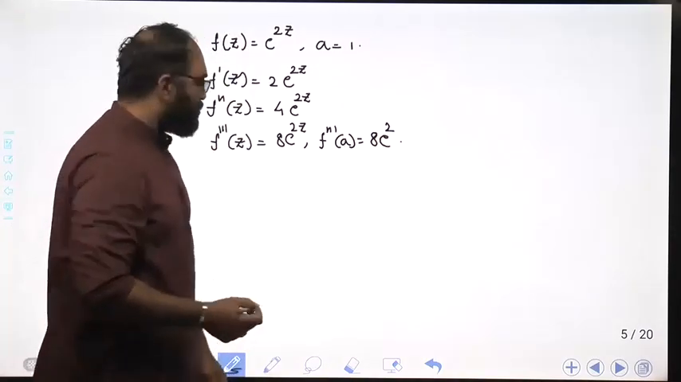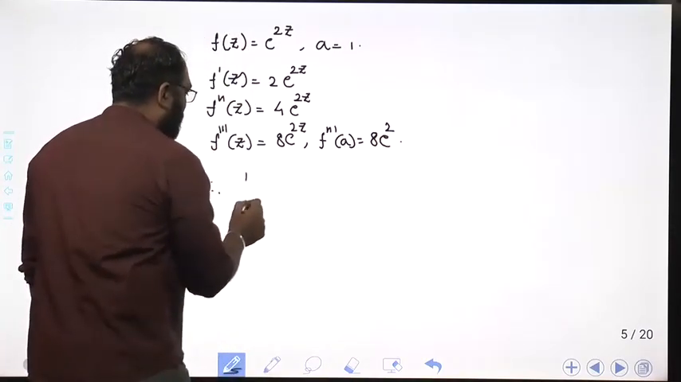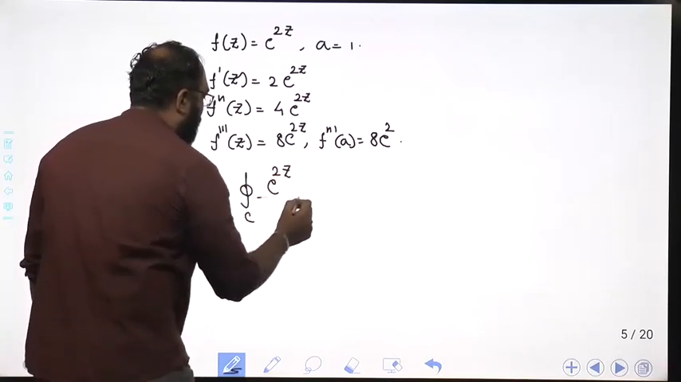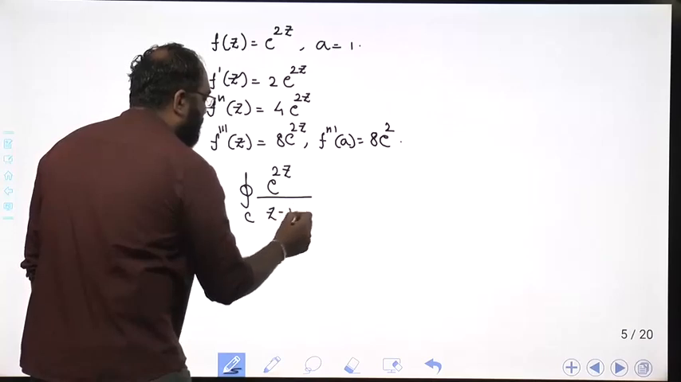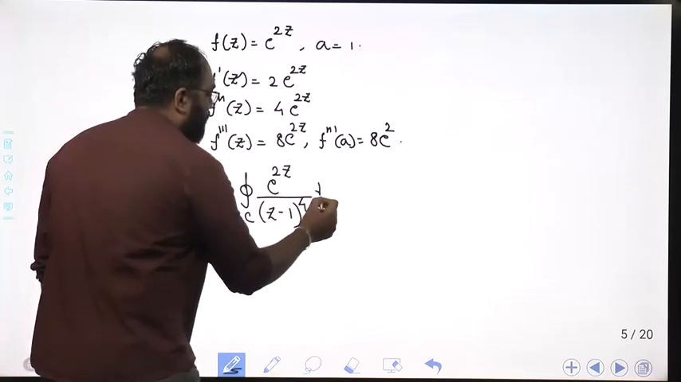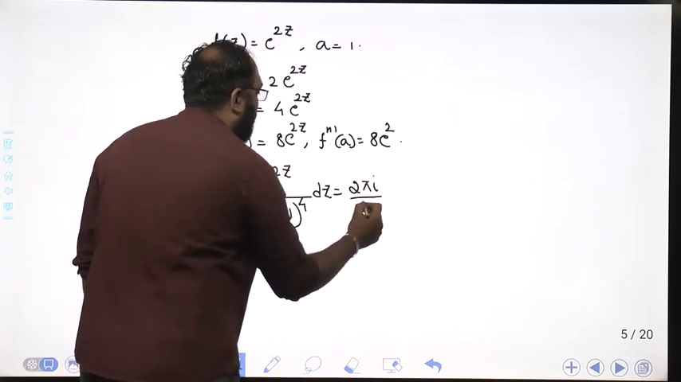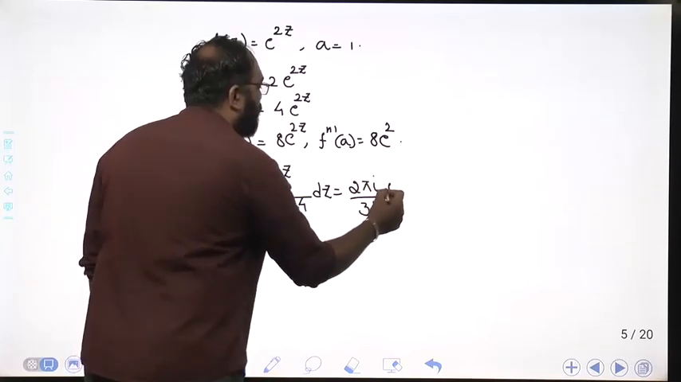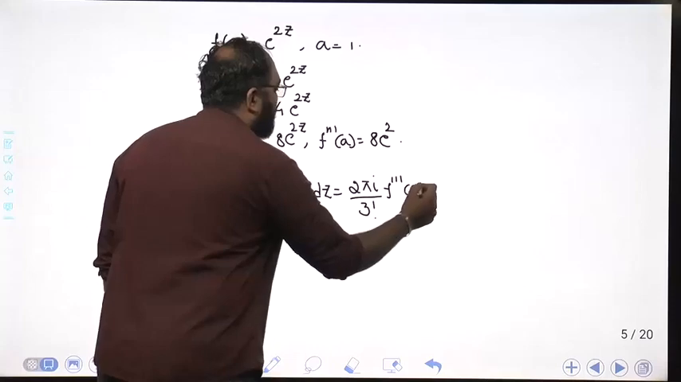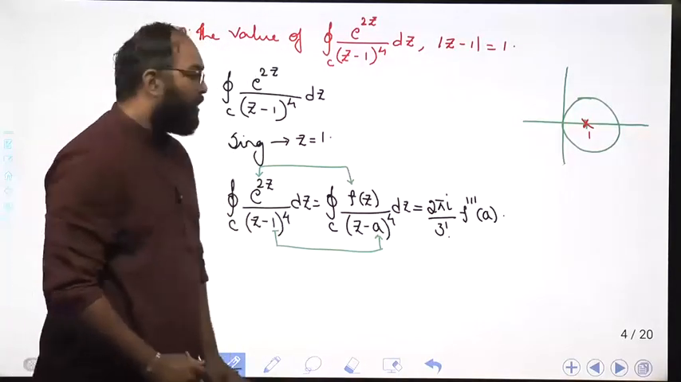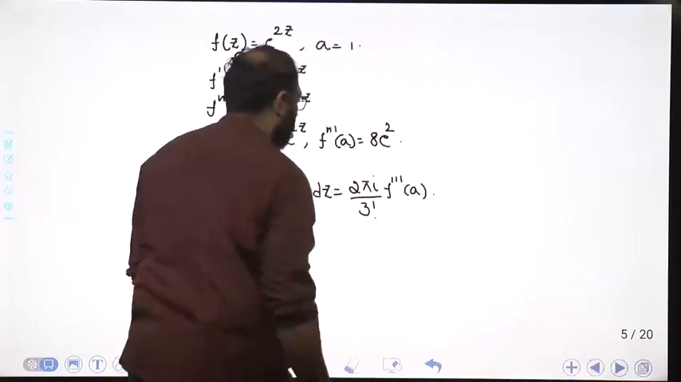Yes, clear? So therefore, what happens to that integral? Integral over c e to the power 2z by z minus 1 to the power 4 dz is given by what? 2 pi I by 3 factorial into f triple dash of a. This is what we have written according to the Cauchy integral formula. Yes. So then that implies, so this is equal to how much?